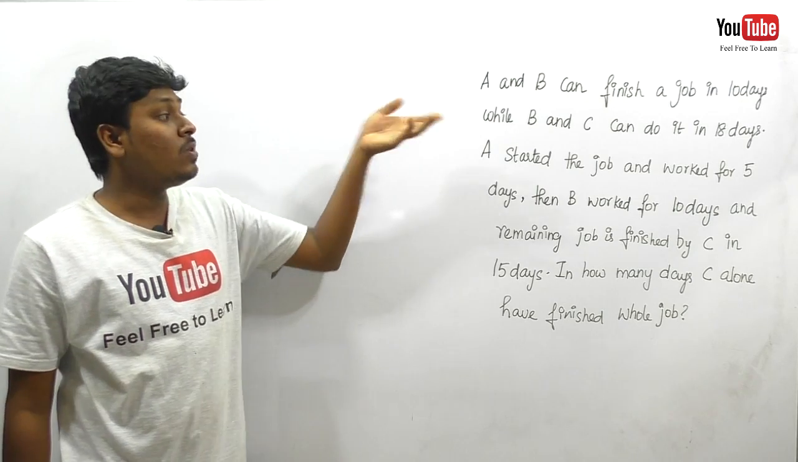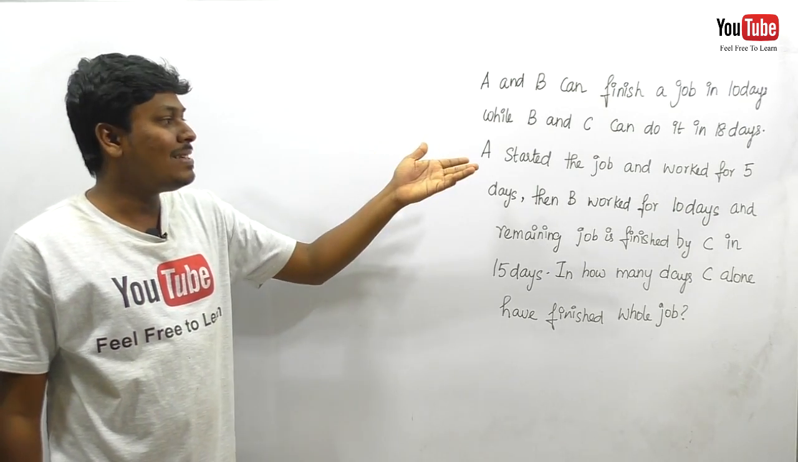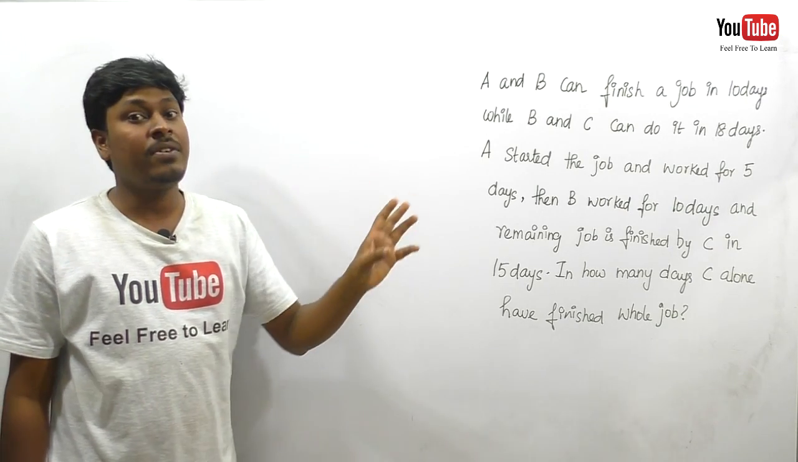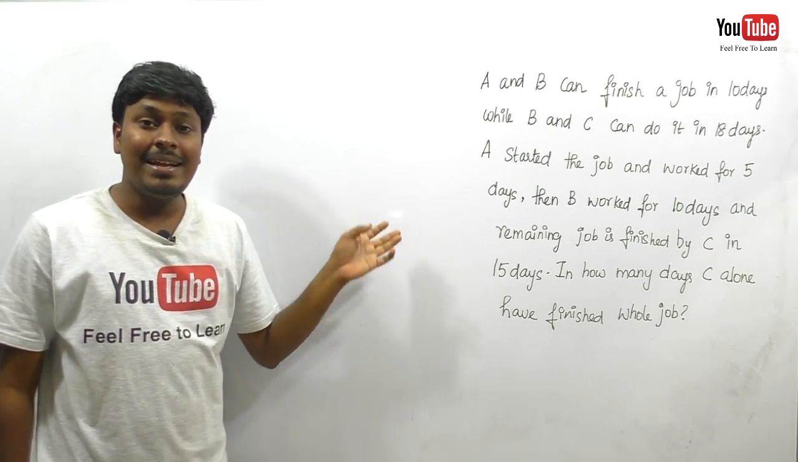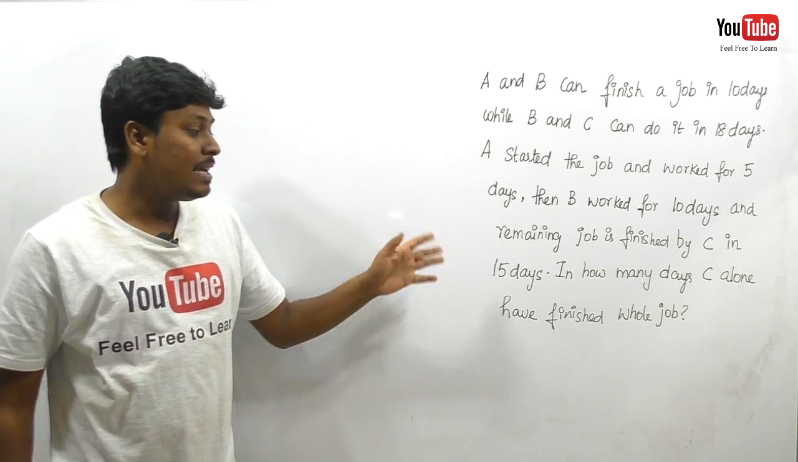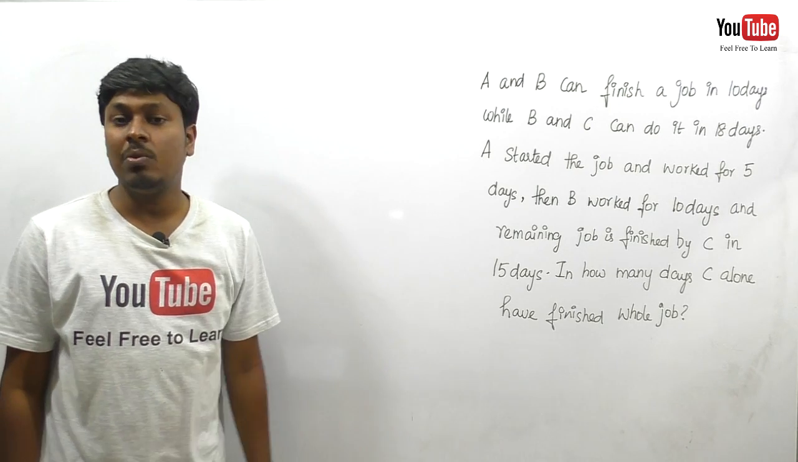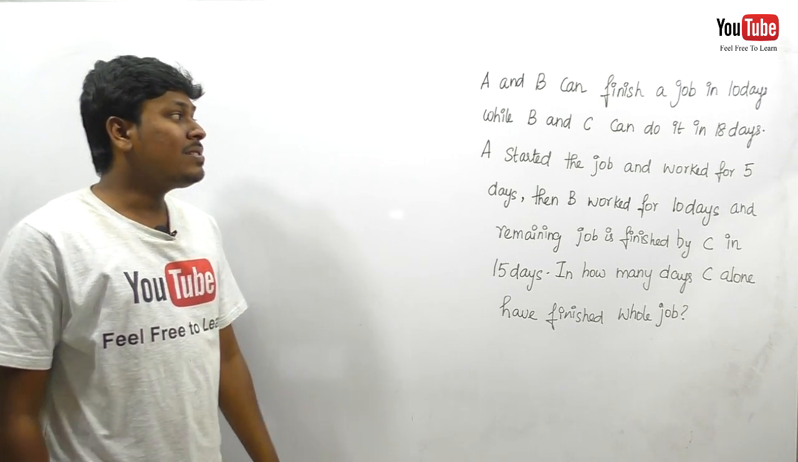A and B can do a piece of work in 10 days, and B and C can finish a job in 18 days. But they have said that A started the work and worked for 5 days, and then B worked for 10 days, then the remaining job is completed by C in 15 days. Our target is to find in how many days C alone can finish the whole work. Friends, I hope everyone knows this concept.